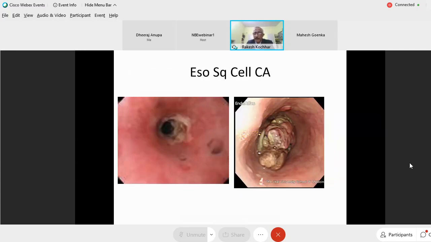Now, as I said, squamous cell carcinoma may be proliferative, but sometimes there is infiltrative carcinoma. So narrowing with ulceration should not be left as benign esophageal stricture. You must dilate it and take a biopsy.